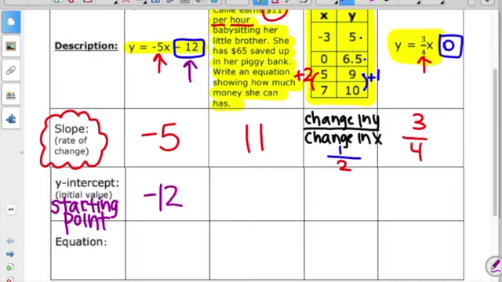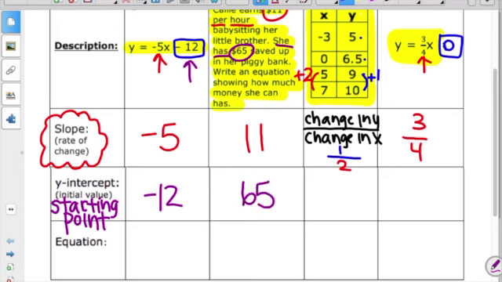For the second one, think of it as the starting point. How much money did she start with? It's going to go up by $11 each hour, but she started with $65. So our y-intercept for that one is 65.